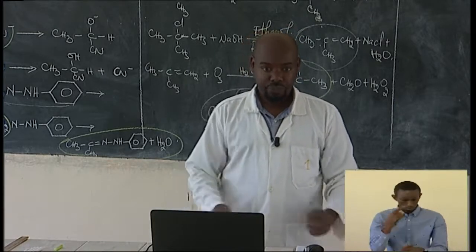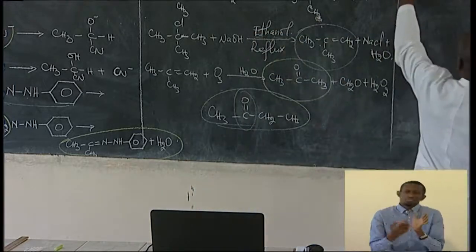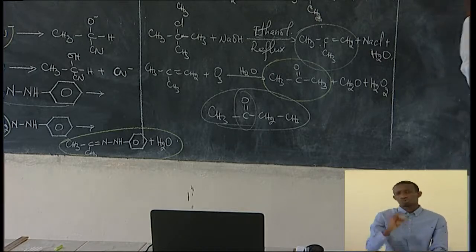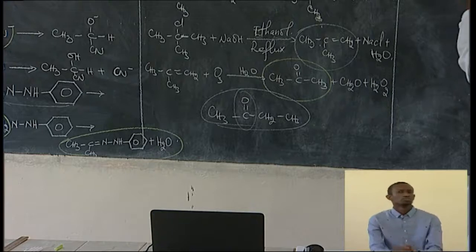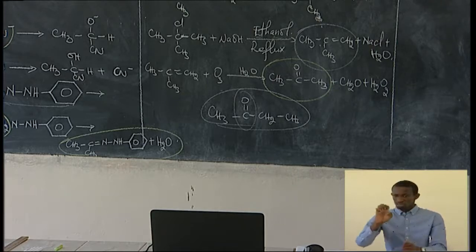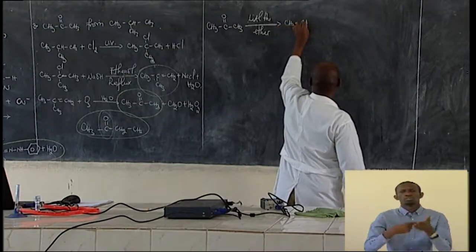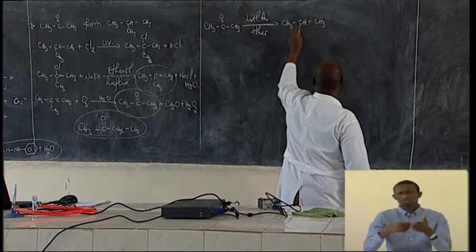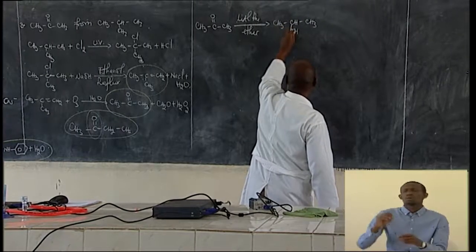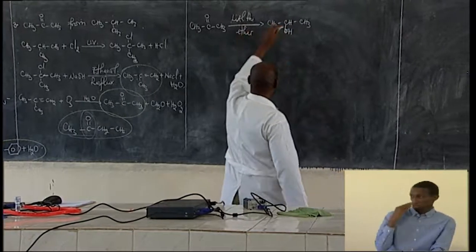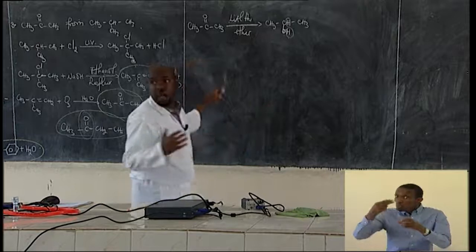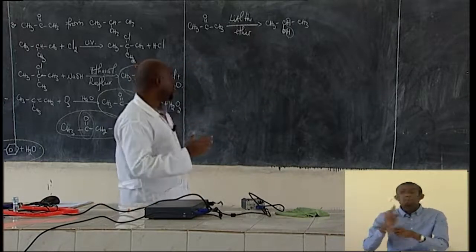What do we get? If, for example, you take CH3COCH3 and treat it with lithium aluminum hydride in dry ether, what do we get? We get CH3CHCH3 with OH. We have introduced a hydroxyl group. And you can see, as I said, we have introduced 2 hydrogen atoms. The addition of hydrogen atoms in a compound is called a reduction.